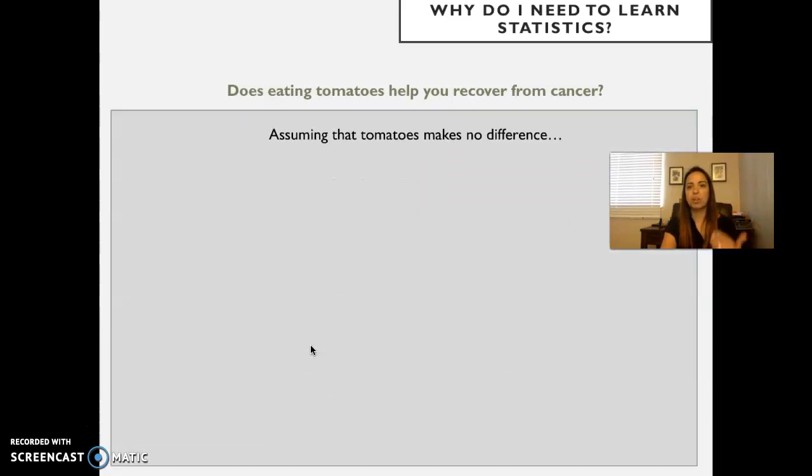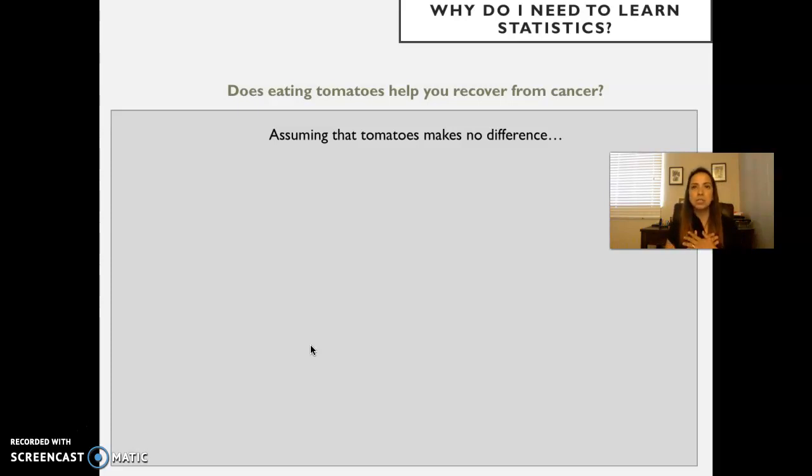Does tomato help you recover from cancer? I'm saying we are reasoning based on research data. There is a research study that was very well conducted where the groups were selected randomly. They were equivalent in a number of things, except that one group ate tomatoes, the other group didn't. And we saw a difference of 20% in recovery rate, with the group that ate tomatoes recovering more than the group that did not eat tomatoes. So a difference of 20%.